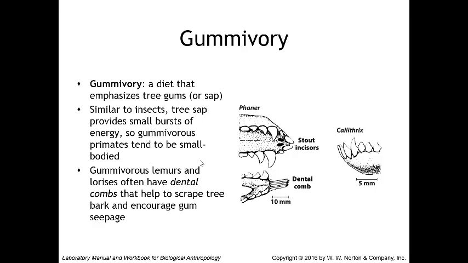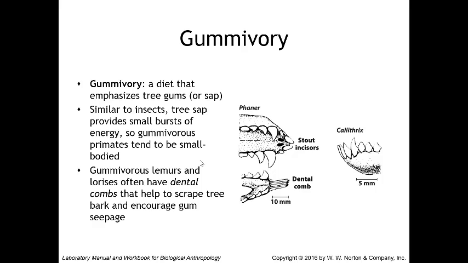So gummivorous primates tend to be small bodied, right? Quick burst of energy. Again, gums don't provide necessary proteins. So many gummivores will supplement their diet with insects. Tree gums are trapped inside the tree bark, and the bark must be gnawed at to expedite the release of gums, right? So think again of maple syrup, right?